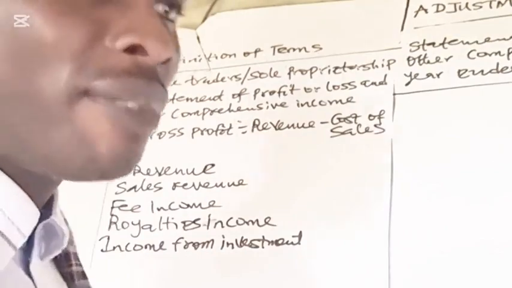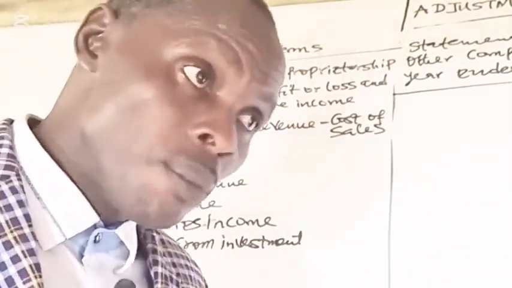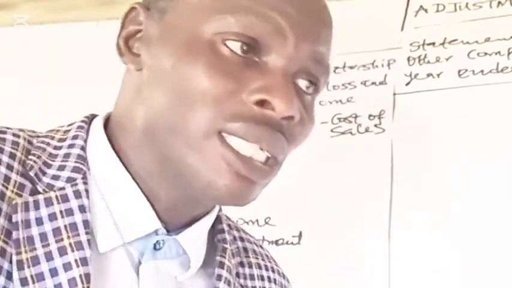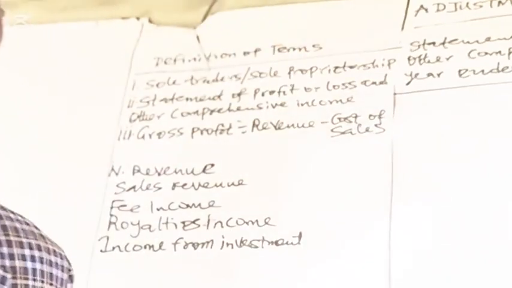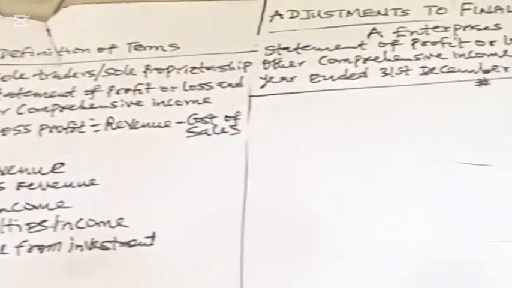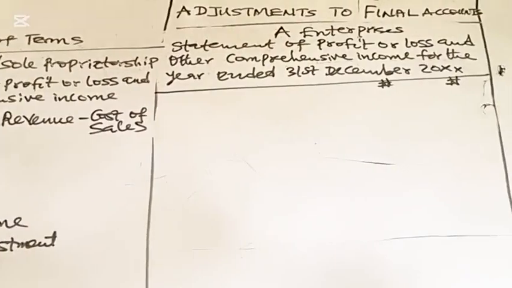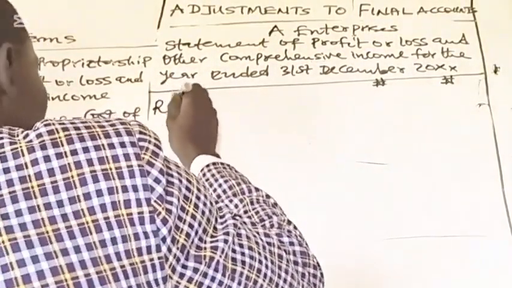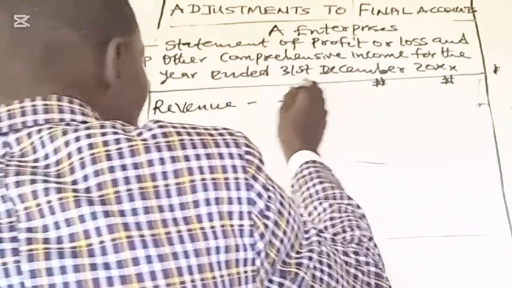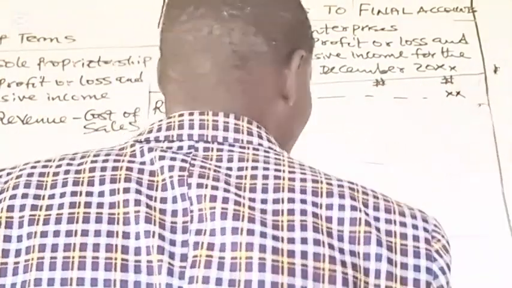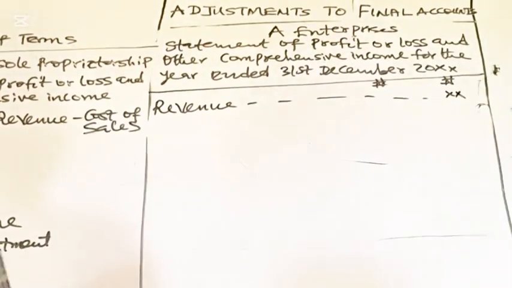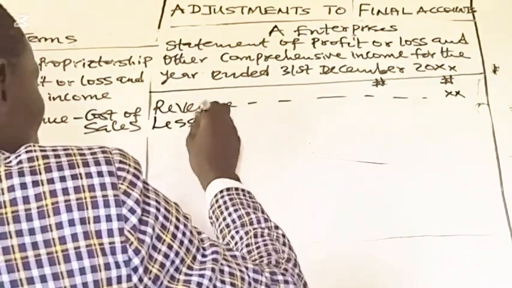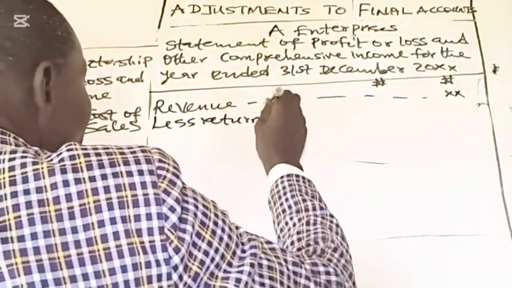So that is why I said revenue is an income which arises from the ordinary activities of the entity. It means if you want to prepare the statement of profit or loss, the starting point will be revenue. So you have your revenue. That will be the first item. Then from this, let's return inwards.